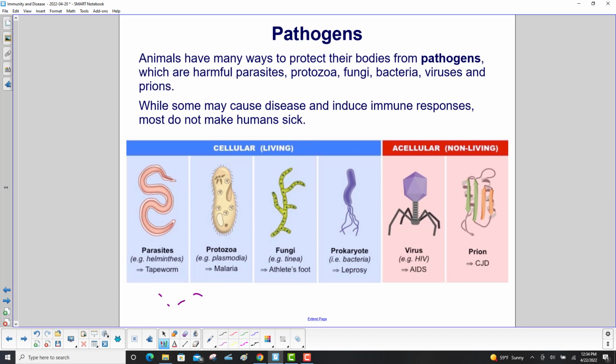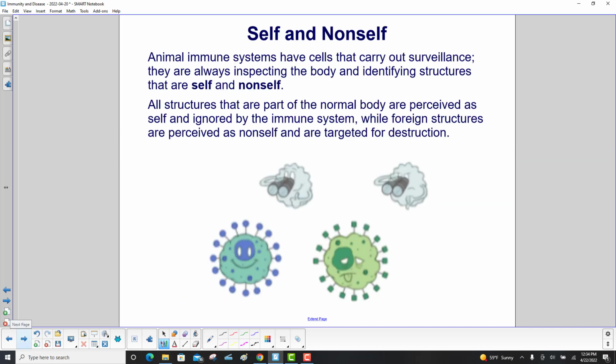And here's some pictures of these things. None of them are very good looking, are they? Animal immune systems have cells that carry out surveillance. They are always inspecting the body and identifying structures that are self and non-self.